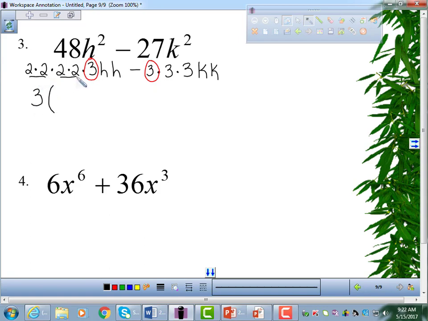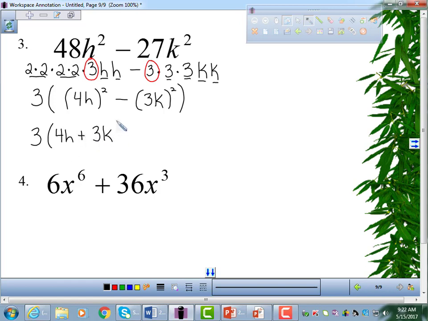You have 2 4s and 2 h's. So that's going to be 4h squared. You have 2 3's and 2 k's. So that's going to be 3k squared. This is difference of squares. So with your greatest common factor in the front, you would have 4h plus 3k, 4h minus 3k.